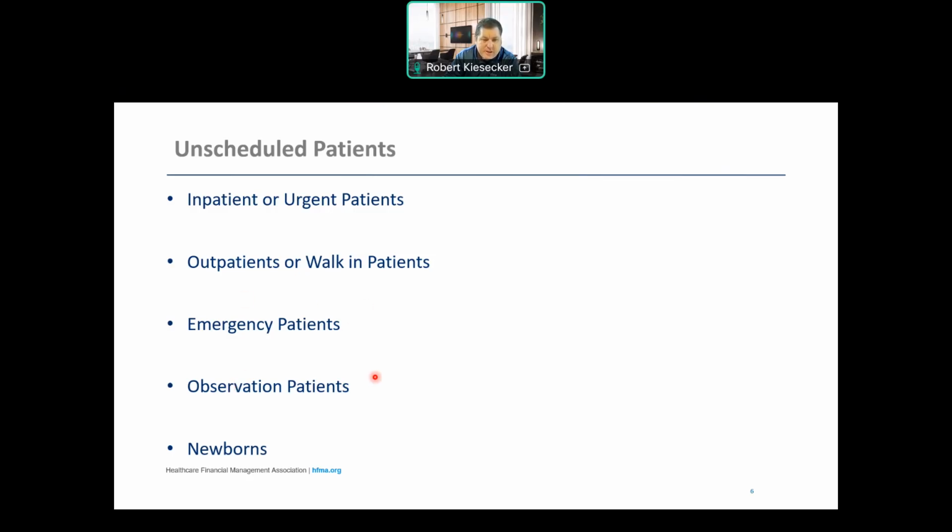And then observation patients. Sometimes we have patients that we want to keep an eye on. We're not sure that they're sick enough to admit and make them inpatient, but maybe we're waiting for some additional tests, some additional lab work or imaging, or we just want to see whether the treatment we're administering seems to be having the desired impact. So we might put them in observation. It's just a holding status until we can see how they're doing.